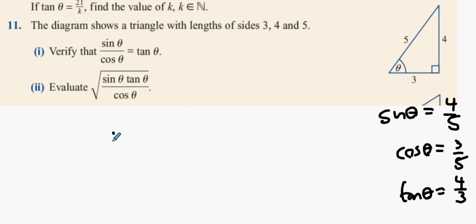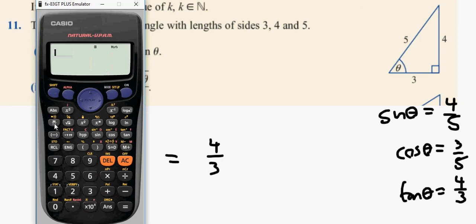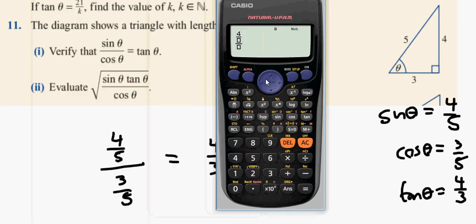Verify that sine theta divided by cos theta equals tan theta. What's sine theta? 4 over 5, and we're going to divide that by 3 over 5, and we prove that that equals 4 over 3. Get out your calculator, put in 4/5 divided by 3/5. Press the fraction button once, press it again, and enter 4 over 5 divided by 3 over 5.